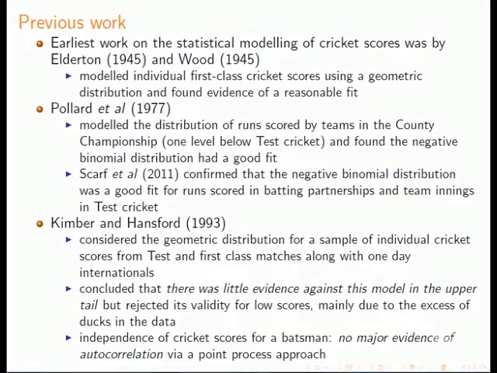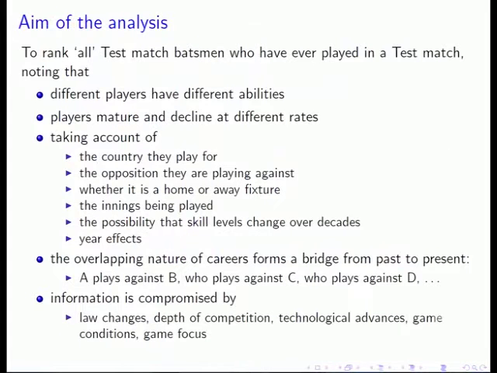One of the things that's particularly good, and that we're going to make use of, is independence of cricket scores for a batsman. There was no major evidence of autocorrelation, and they used a point process approach. Now, it may be that perhaps that flies against intuition. You might think that when people are on form, you've got correlation over the innings and that sort of stuff. But we're going to ignore that as well. I guess we could amend things to have some sort of AR1 type correlation over time or something with a longer reach, but we're not going to do that. What we're going to try and do is to rank all test match batsmen who've ever played.